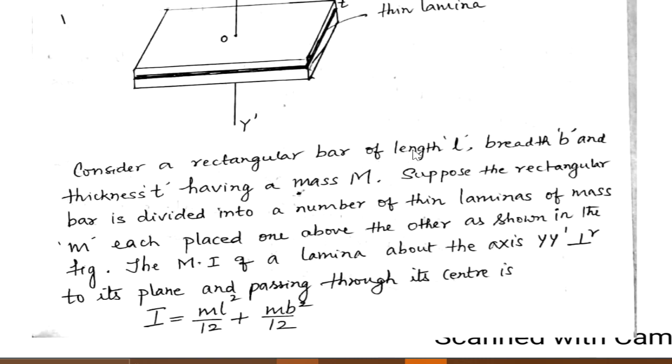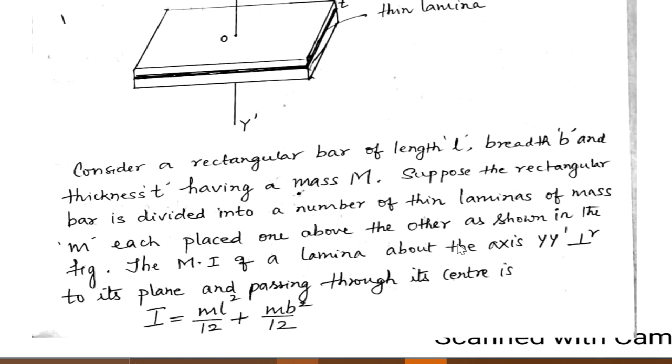Consider a rectangular bar of length L, breadth b, and thickness t, having a mass M. M is the mass of the rectangular bar. Suppose the rectangular bar is divided into a number of thin laminae of mass m each, small m is the mass of each, placed one above the other as shown in the above figure.